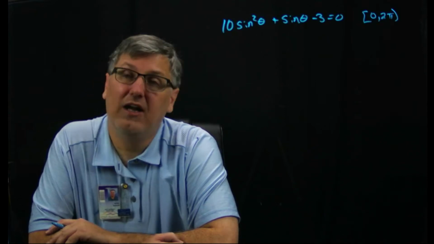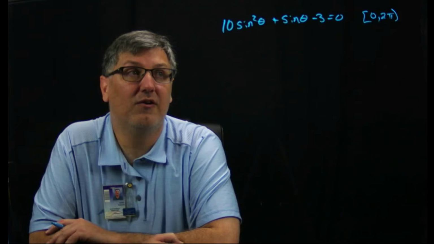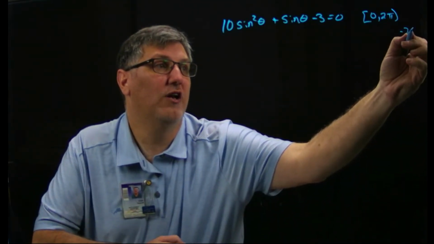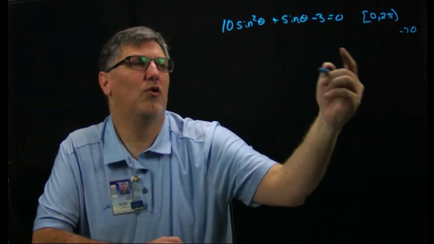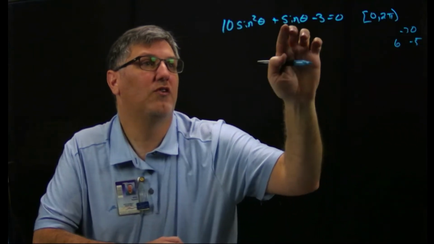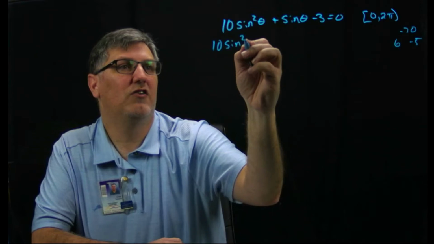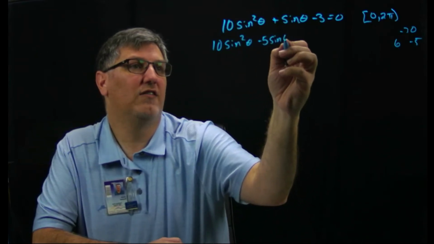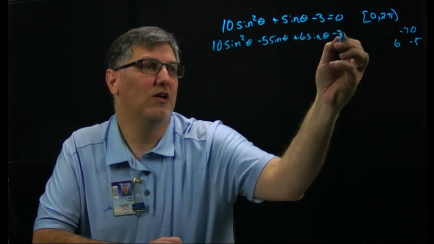So, I can't use the square root method on this, so I'm going to look to see if there are factors through the AC method of factoring. So I'm going to do 10 times negative 3, which is negative 30. And are there any factors of negative 30 that'll add up to 1? In fact, that is a positive 6 and a negative 5. So I'm going to take that and split this middle term: 10 sine squared theta minus 5 sine theta plus 6 sine theta minus 3 equals 0.